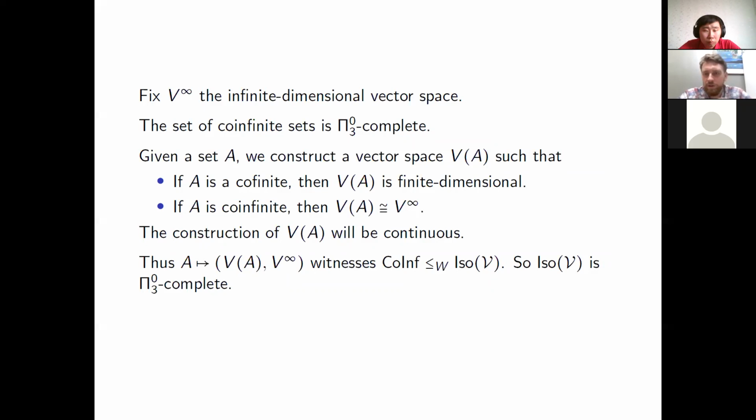And it witnesses that the isomorphism problem is pi3 complete. So what we did is we said, okay, we have this classification, and what we've proved is actually that it's the simplest possible classification. So you can think of this as saying there's no better classification of vector spaces than classifying them by their dimension. So there's no point trying to do more research on classifying vector spaces. We're done. We've got the best thing you could do.